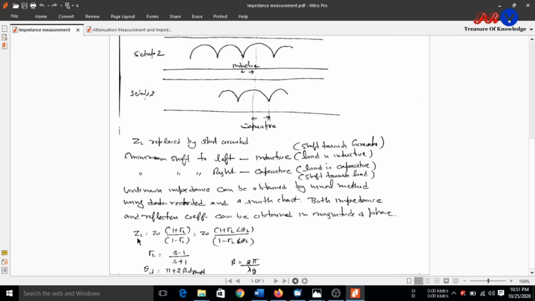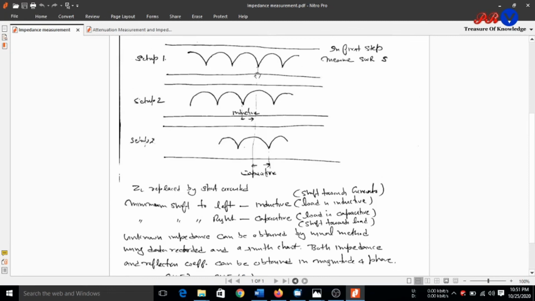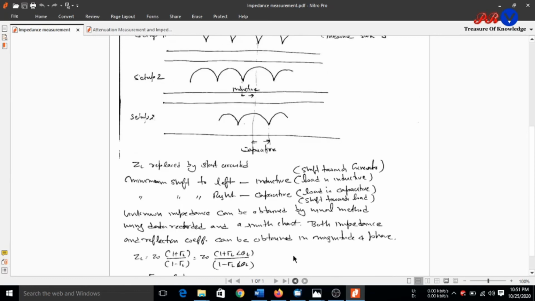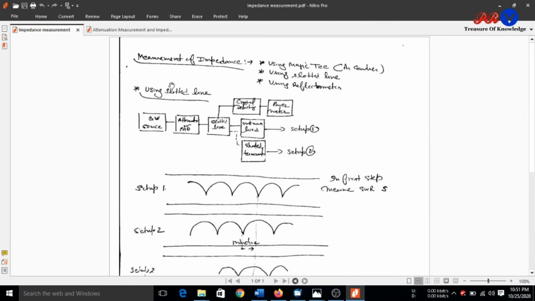And to calculate the phase angle, we may use another relation, pi plus twice beta d shift. D shift is the shift towards the right side or left side from the standard minima position, and this beta can be calculated as 2 pi by lambda g. Lambda g is the guided wavelength, which can be calculated by connecting a short at the end of the microwave bench. So in this way we can calculate impedance by using slotted line.